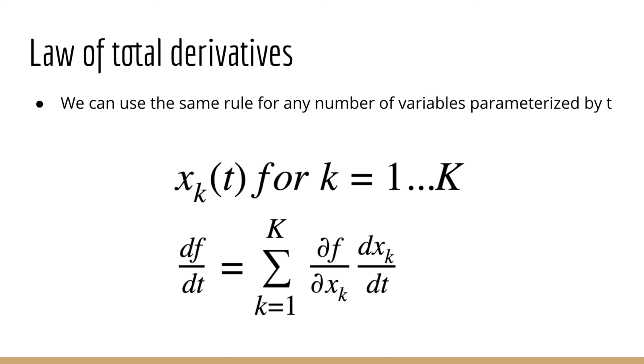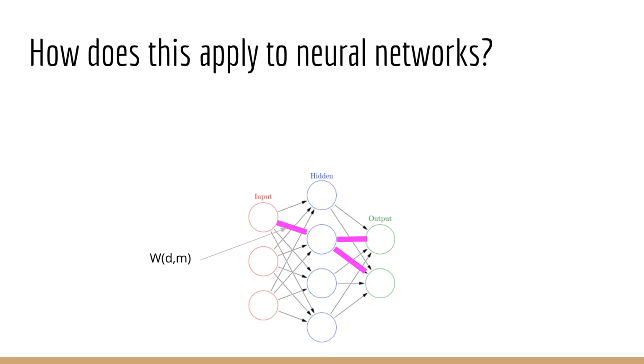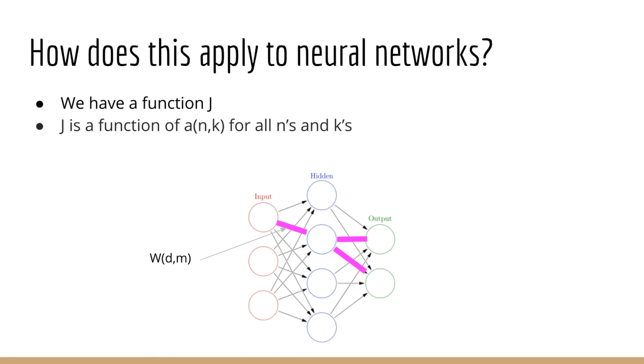We can generalize this formula so that we can have any number of variables which are parameterized by t. In this case, we just sum over each of the individual terms. So how does this apply to our neural network? Well, we have our objective J. J is a function of A_nk for all n's and all k's. A_nk is a function of W_dm.